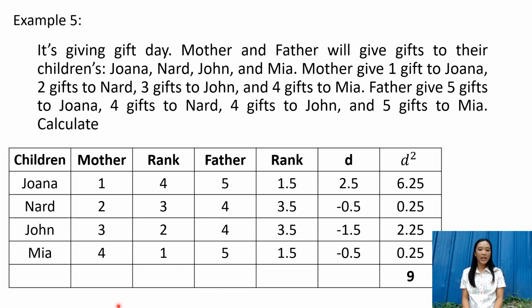It's gift-giving day. Mother and father will give gifts to their children Luana, Nard, John, and Mia. Mother gave 1 gift to Luana, 2 gifts to Nard, 3 gifts to John, and 4 gifts to Mia. Father gave 5 gifts to Luana, 4 gifts to Nard, 4 gifts to John, and 5 gifts to Mia. Let's calculate the Spearman correlation between the first variable and the second variable. Our first variable is the mother, and our second variable is the gifts given by the father.